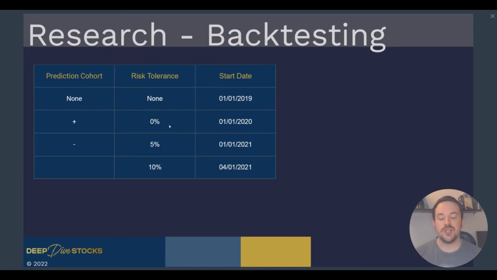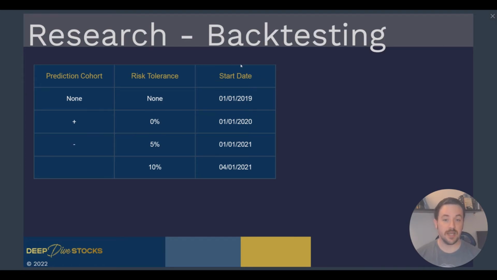0% represents that if there was any one day where the price moved opposite from the ascribed prediction, then that position was marked to be closed. And then we have the 5%, and then we have the 10% risk tolerance. Then we have the start date.